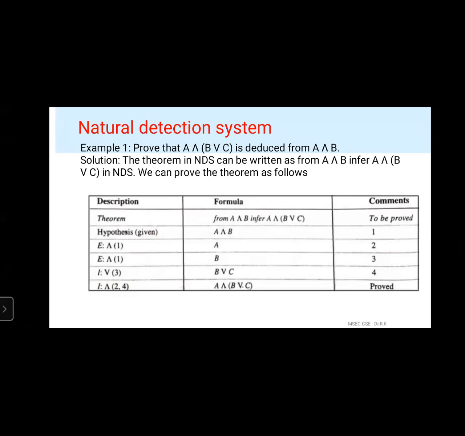Now I got B or C, right? Now, by applying which rule am I going to get A and (B or C)? I need to introduce and there. So I have introduced this: I: and of 2, 4. If I introduce and, then I'm going to get A and (B or C). So the theorem is proved. This is how to prove the given theorem.